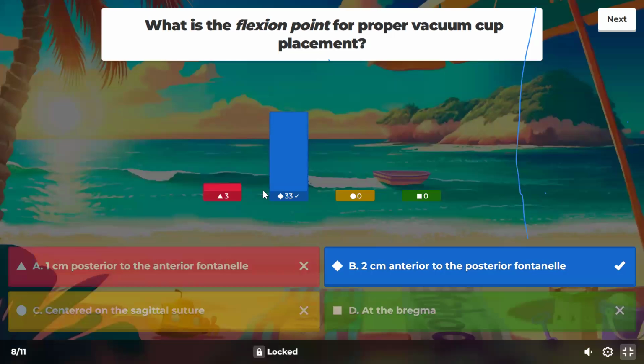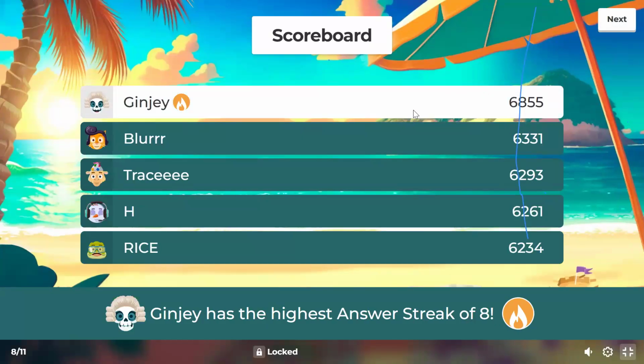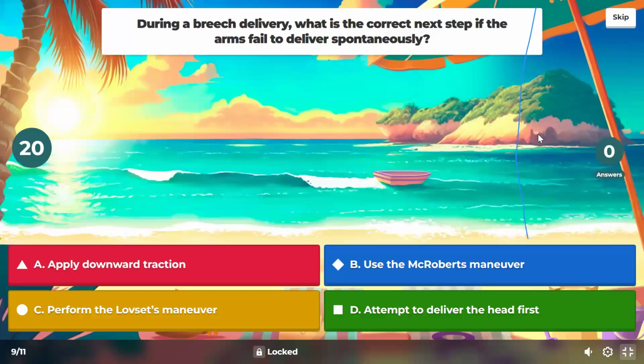Perfect. Everyone got this right, apart from Dre. But it's 2 centimeters anterior to the posterior fontanelle. That's actually the right answer, not 1 centimeter. Thank you, guys. So currently, Gingy is on top, then Blah, and Tracy. Let's see how it ends. Let's keep the answers coming in.